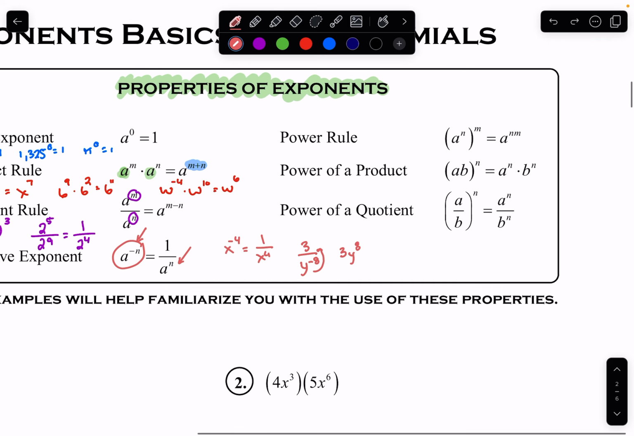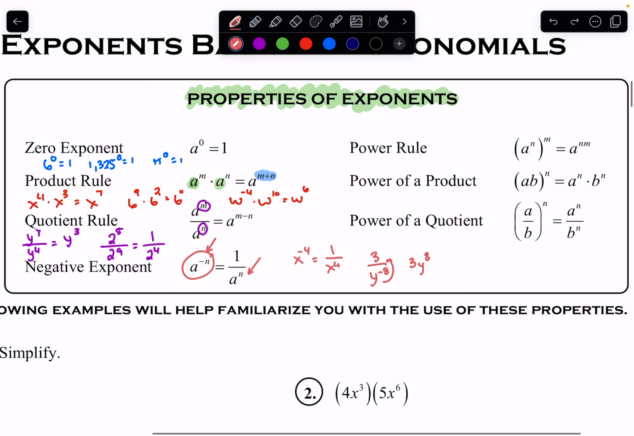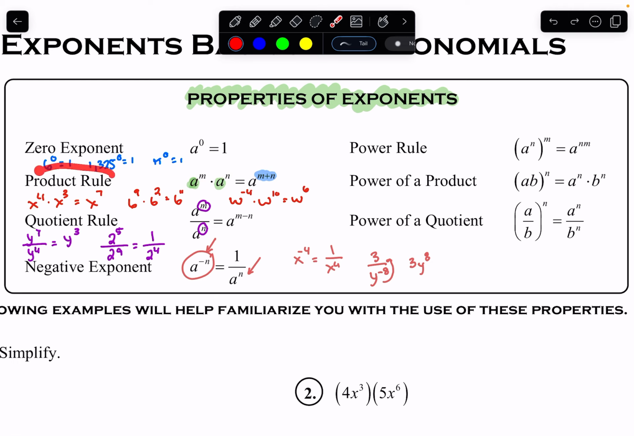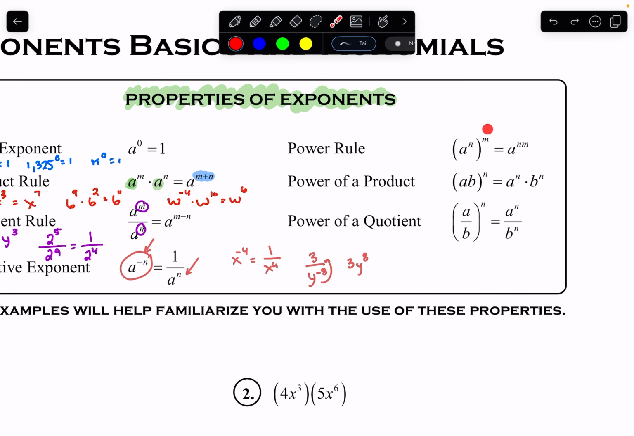Okay, all right, power rule. The power rule and the product rule, you guys mix these two up. This one right here and this one right here, you mix up all the time. In the product rule, when you have two different numbers getting multiplied together, then you add the exponents together. The power rule is a little bit different. You've only got one big number. You've only got one base.